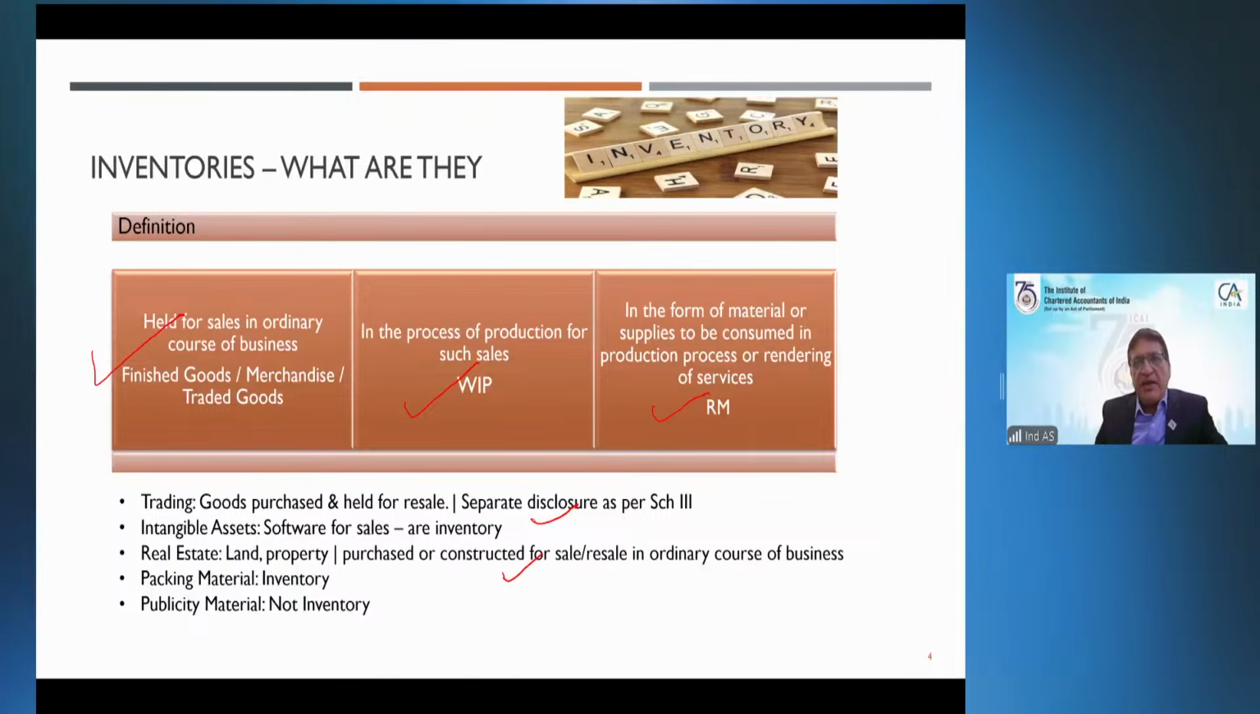Similarly, publicity material, if I am keeping it, is not part of the inventory. So generally a publicity material is expensed off.